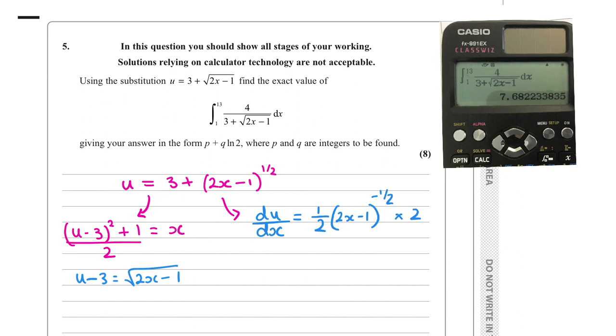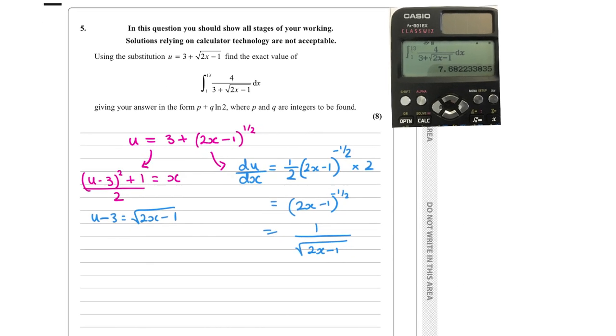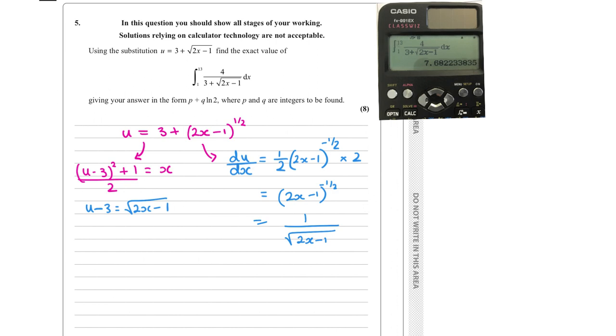2, because that's the differential of the bracket. So this is just going to give me 2x minus 1 to the power of negative a half, which is the same as 1 over root 2x minus 1. So now what I have is this. I'm going to put everything back into its place. So we're going to have 4 over 3 plus. What is the square root of 2 minus 1? u minus 3. So this is going to be 4 plus u minus 3.